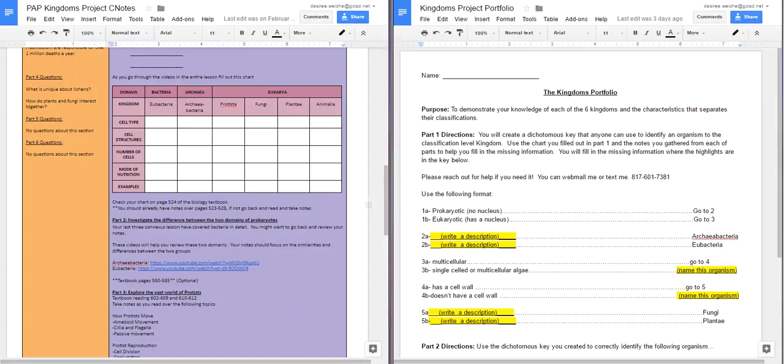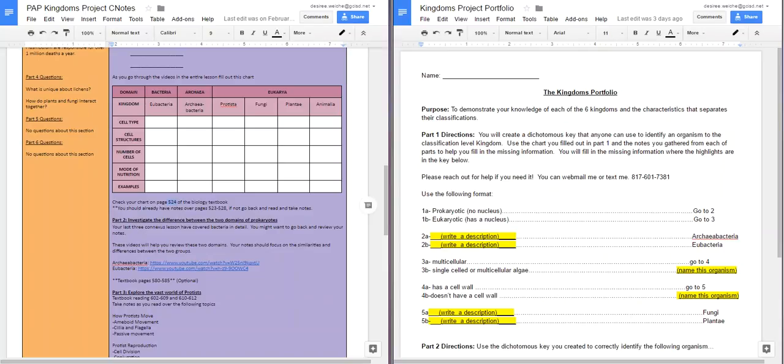In the book on page 524, there is this chart, and you can kind of look at it to make sure that you have all the correct information. This is going to be really important. These characteristics are something that you guys need to know. I should be able to give you a list of characteristics, and you should be able to identify that organism into one of these 6 kingdoms of life.